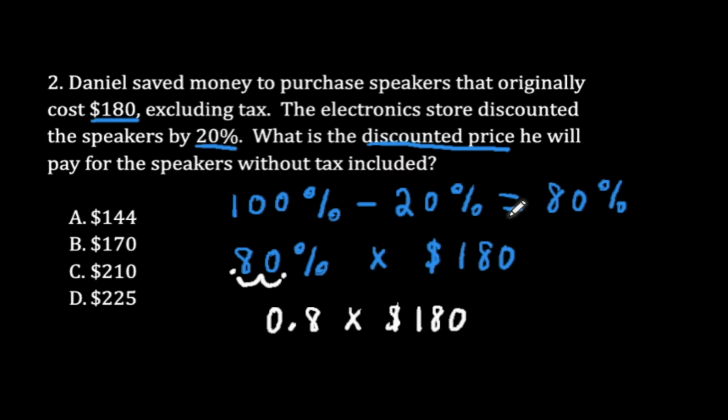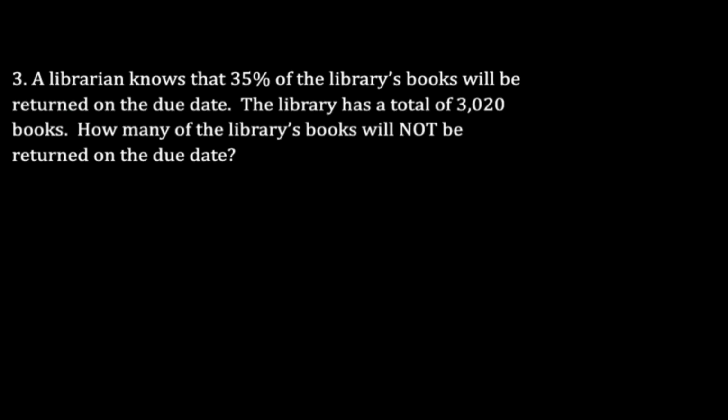Okay, and so when you multiply that, your answer here is $144. And you could have easily just eliminated answer choices C and D right off the bat, because you know that the original cost was $180, and you know that the discounted price will not be more than $180, right? So answer choice A is the correct answer as stated. On to question number 3.